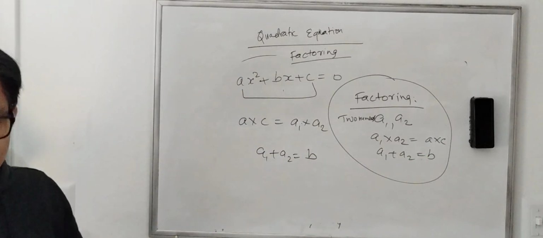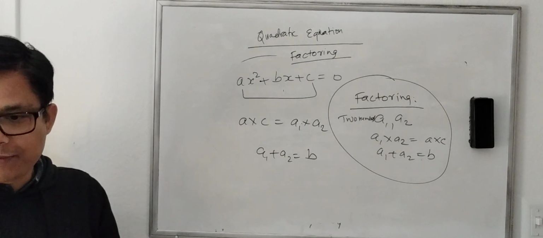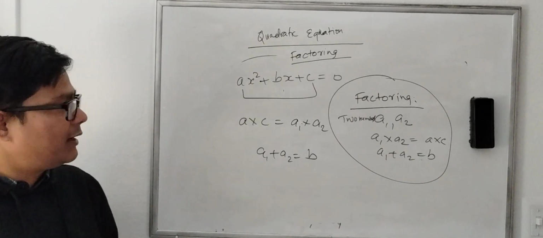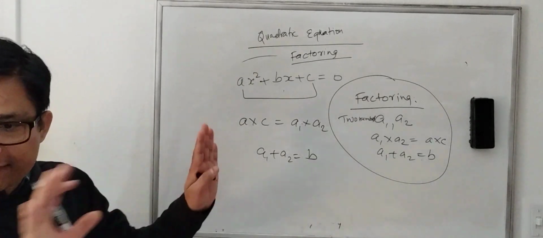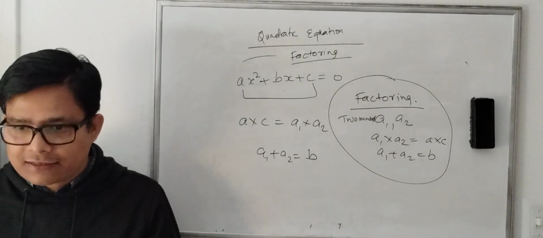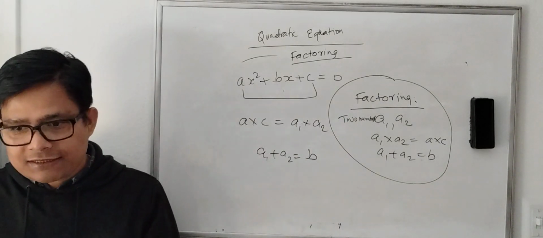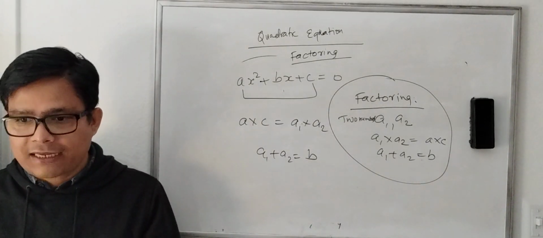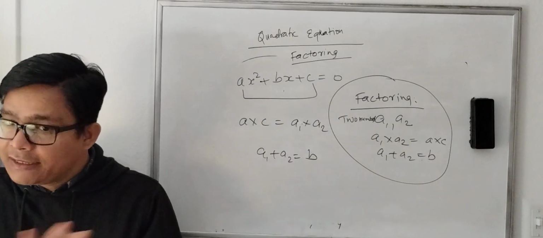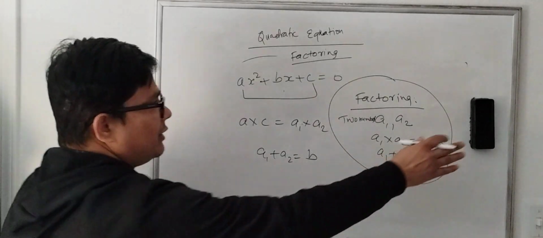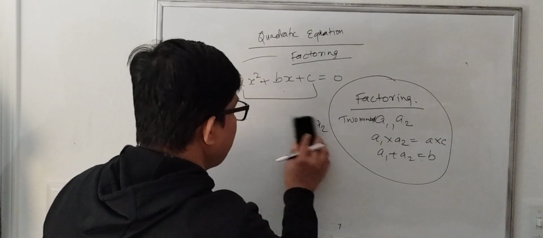Okay, let's take an example. I know it's overwhelming, like what is going on? I never heard of a1, a2, what is it? These are just some numbers, okay? Don't get confused. These are just some constant values. It can be any real number. Example will make it easy.